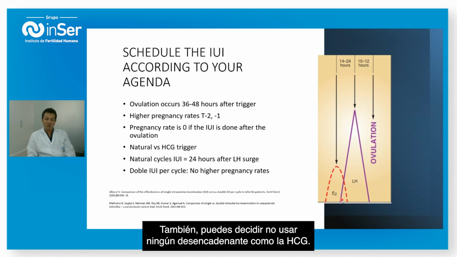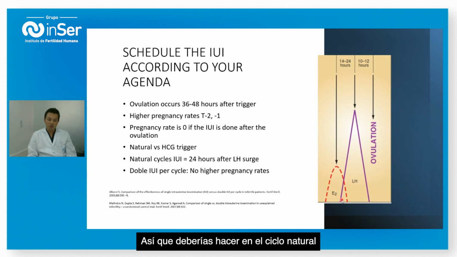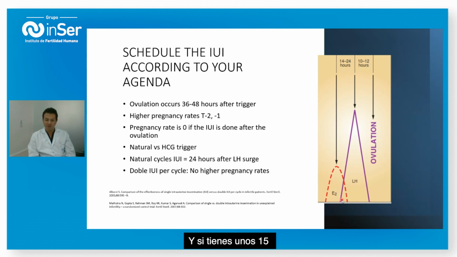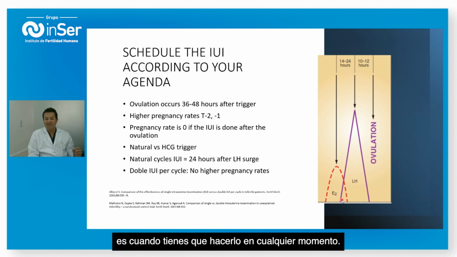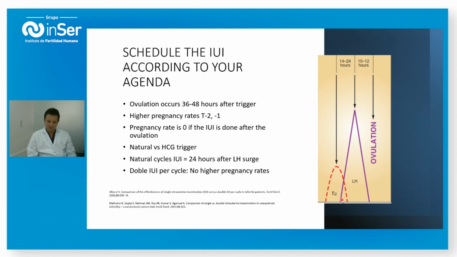Also, you can decide not to use any trigger like HCG, but the thing is that you will not know when that patient will ovulate. So in a natural cycle, you should do the IUI 24 hours after the LH surge. You should do LH tests, urinary tests, or blood tests to check the LH levels, and if they are above 15, you should do the IUI. But this is very difficult, and sometimes with that type of patients, you have to do it at any moment. So we recommend that you schedule the IUI according to your agenda.